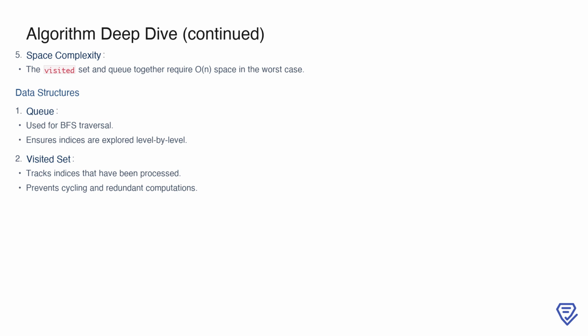The two primary data structures used here are the queue and the visited set. The queue is essential for the BFS traversal, ensuring that indices are explored in the correct order, level by level. The visited set, on the other hand, is crucial for tracking indices that have already been processed. This prevents unnecessary cycles and redundant computations, ensuring the algorithm remains efficient.